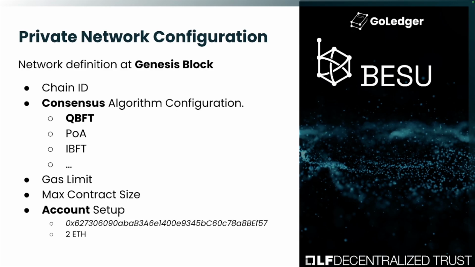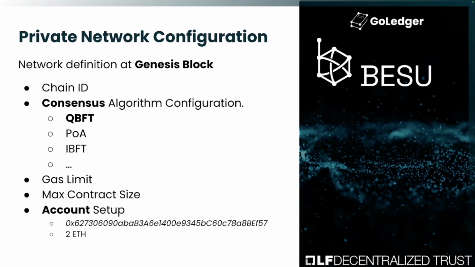Configuring a private Ethereum network requires defining specific parameters to customize the blockchain according to your needs. At the heart of the network configuration is the Genesis block, which defines the starting point of our network and contains essential settings. The chain ID serves as a unique identifier distinguishing your private network from others. For example, Ethereum's mainnet has a chain ID of 1.